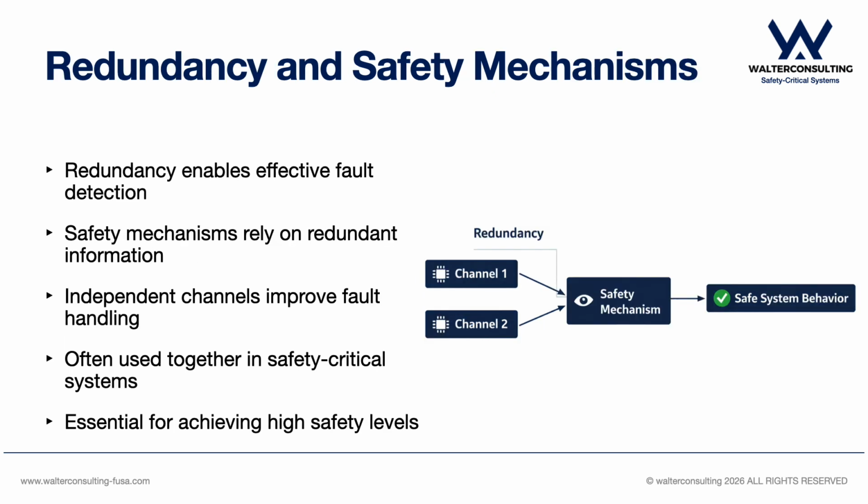Redundancy and safety mechanisms are closely connected. Redundancy provides multiple sources of information. This enables safety mechanisms to detect faults more reliably, for example, by comparing signals from independent channels. Once a fault is detected, safety mechanisms define how the system reacts. So redundancy supports detection, and safety mechanisms define the response. And in safety-critical systems, both are typically used together.